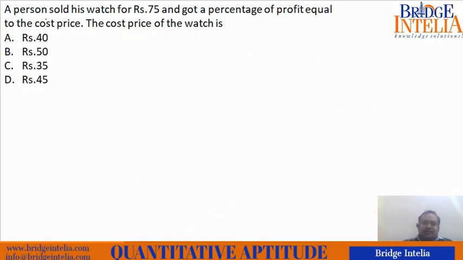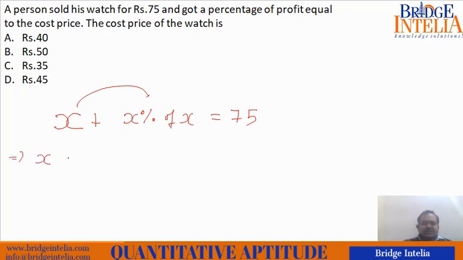A person sold his watch for rupees 75 and got a percentage of profit equal to the cost price. That means he first invested x, and he made a profit of x percent of x. Same scenario. So this is given to be equal to 75. So let's solve this. x plus x square by 100 is equal to 75.